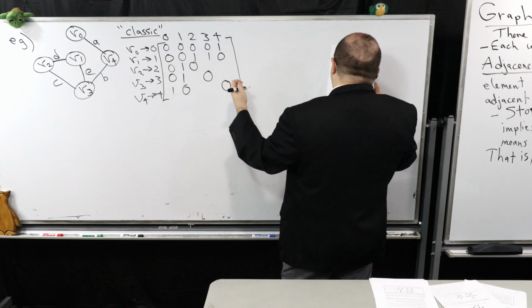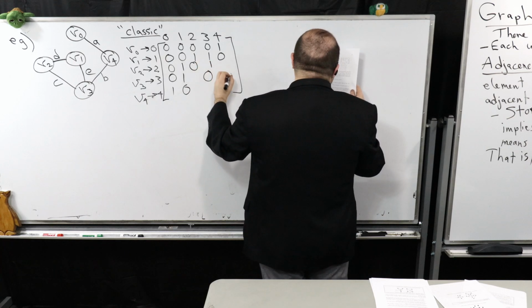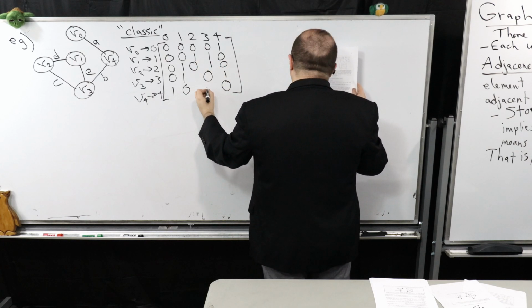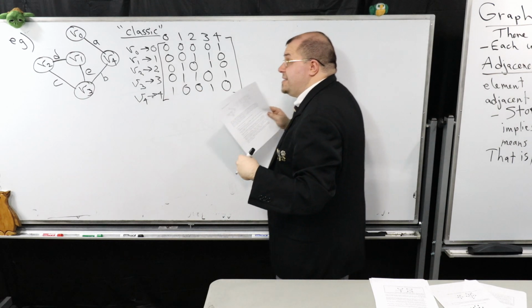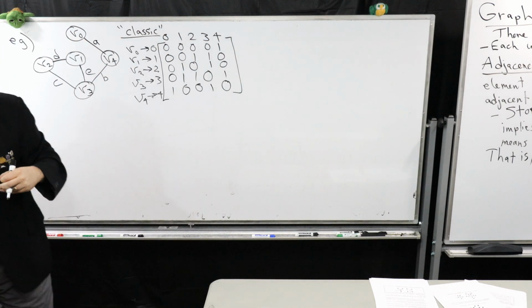And I could keep doing this, and eventually I end up getting 1, 0, 1, and then I have 1, 0, 1 like this. And this is my adjacency matrix.